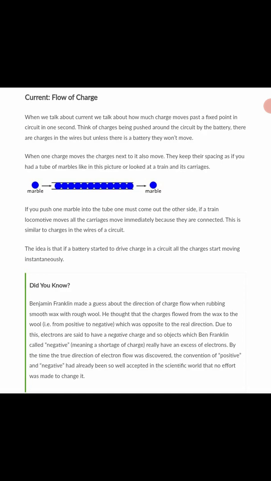All right, now the formula for current: I equals Q over T. Current I is measured in amperes. Q stands for the quantity of charges, or quantity of electricity, in coulombs. T is the time in seconds. So you have I equals Q over T, which is quantity of charges over time. So current is measured in amperes, or coulombs per second. Now, the idea is that if a battery starts to drive charge in a circuit, all the charges start moving instantaneously.